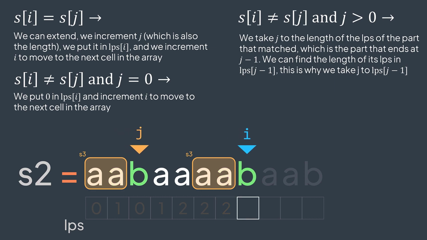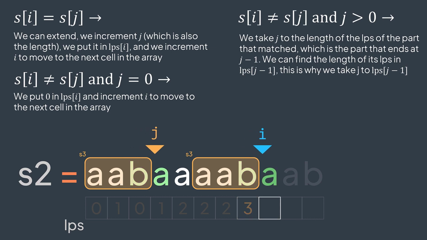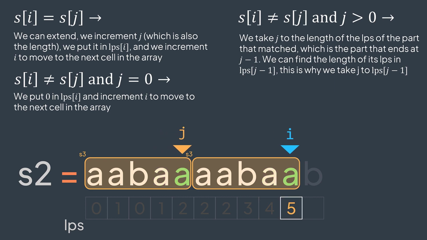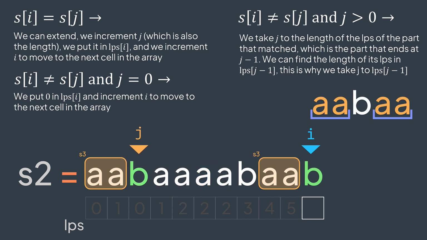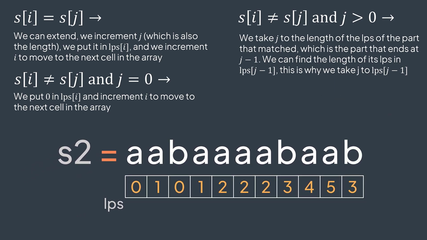Next iteration, they match. The LPS is AAB, length is 3. Next iteration, they match. The LPS is AABA, length is 4. Next iteration, they match. The LPS is AABAA, the length is 5. Next iteration, they don't match, and the LPS of the path that matches, AA, its length is 2, so we take j to 2. Here S of i and S of j match, we extend. The LPS is AAB, we put 3. Now i reached the end of S, so we finished filling the LPS array, we return it.